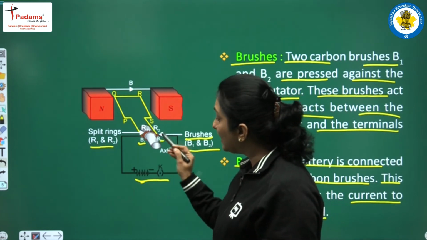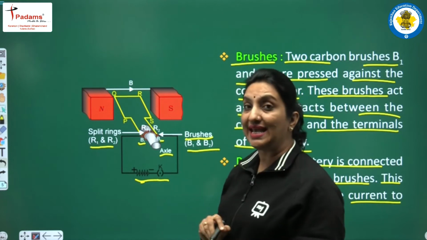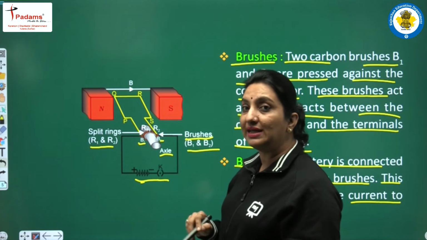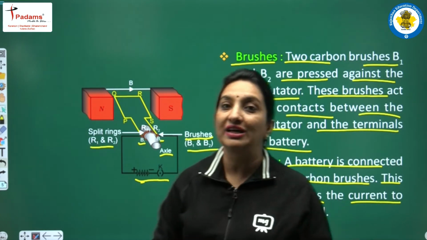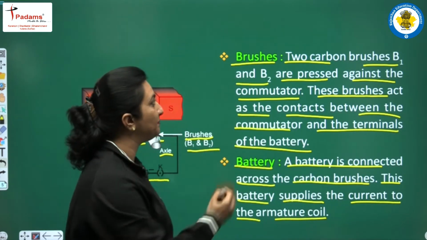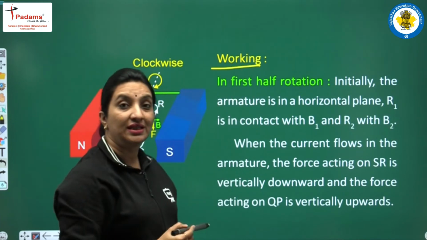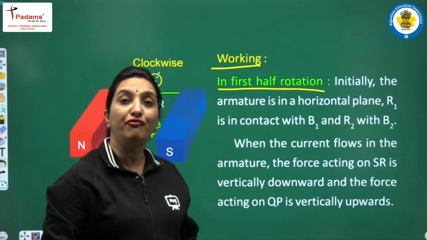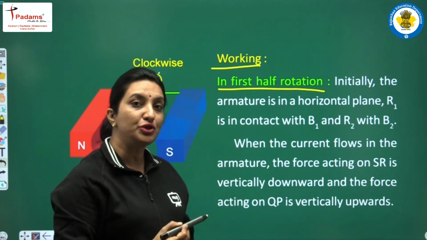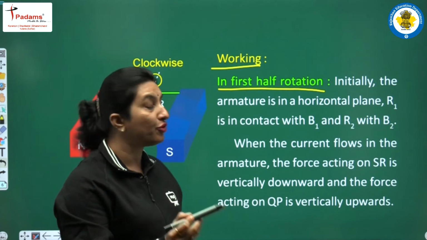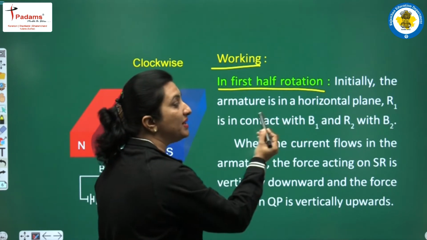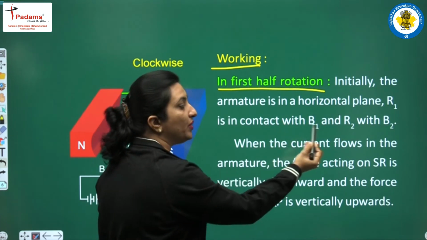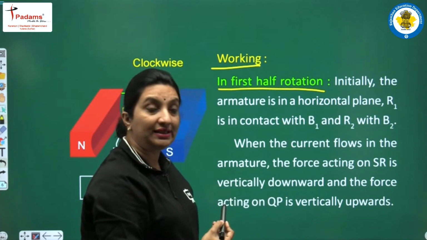So this is basically the structure of the electric motor. Now these split rings will move over the axle. Here you can see the axle. Now let's understand the working of this electric motor. Students, the working in the first half rotation: here we will have two half rotations, and first we will study the first half rotation. Initially the armature is in a horizontal plane. R1 is in contact with B1 and R2 with B2.